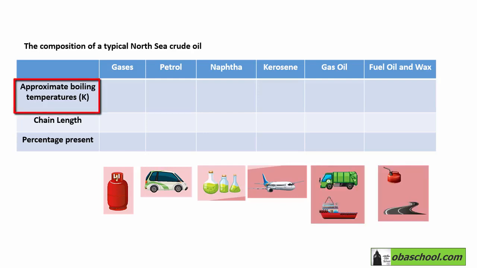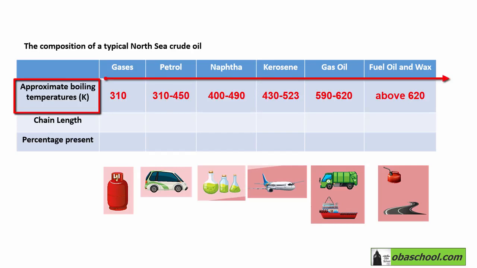Let's examine the boiling temperatures of each component. The boiling temperature of gases is about 310 Kelvin. That of petrol ranges between 310 and 450. That of naphtha ranges between 400 and 490. That of kerosene is between 430 and 523 Kelvin. That of gas oil is between 590 and 620. And that of fuel oil and wax is above 620 Kelvin. So as we are moving from gases to fuel oil and wax, the boiling temperature is increasing.